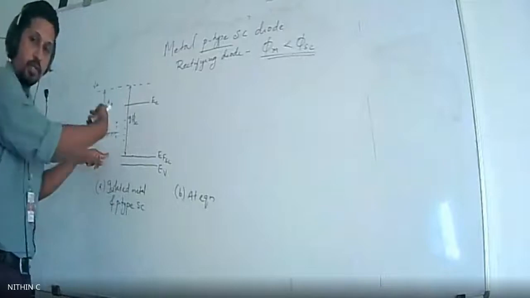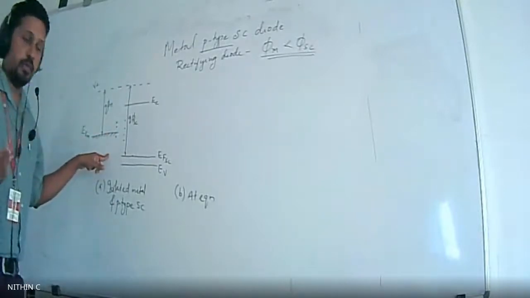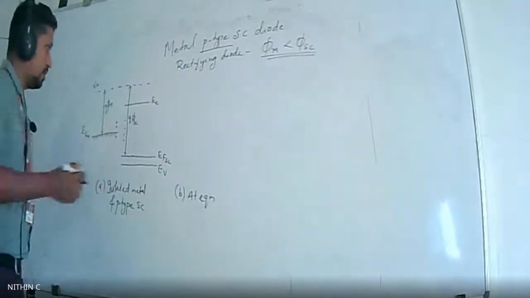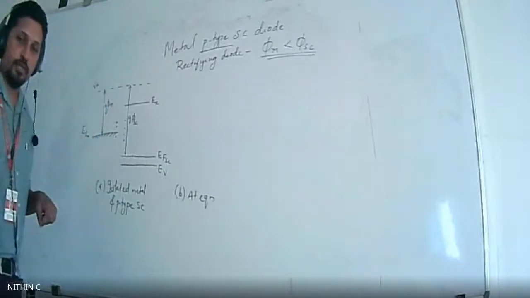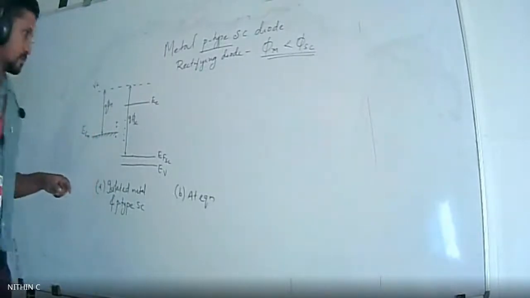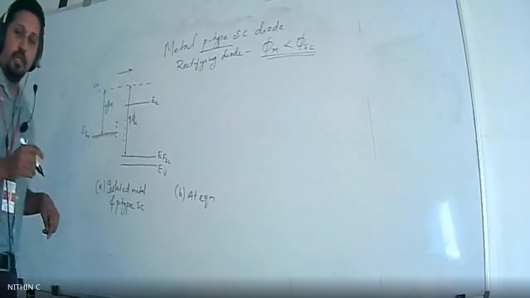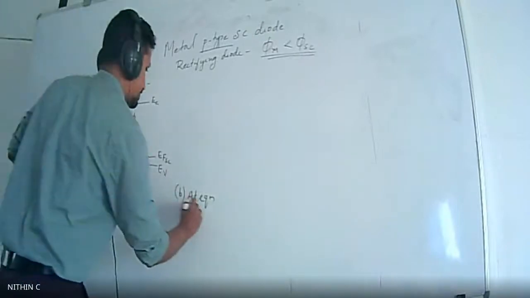P-type semiconductor atoms are accepting electrons, so they become negative. The metal donates electrons, so it will be positive. Okay. So positive, negative. So now we know the direction of the electric field. The direction of the electric field is positive to negative in this direction. So the bending will be in the upward direction. So I will just draw the second figure, that is at equilibrium.